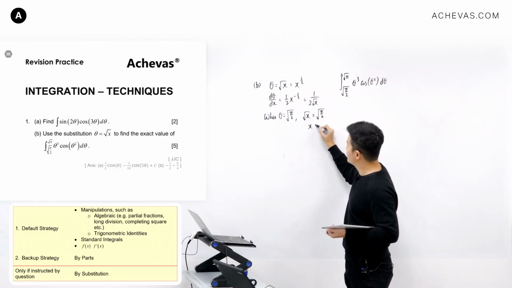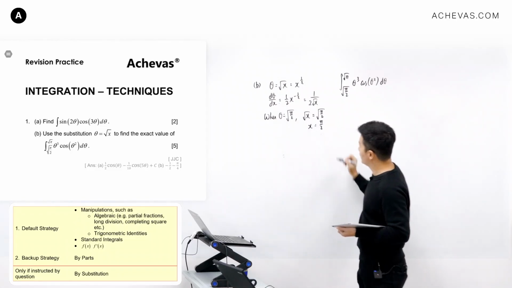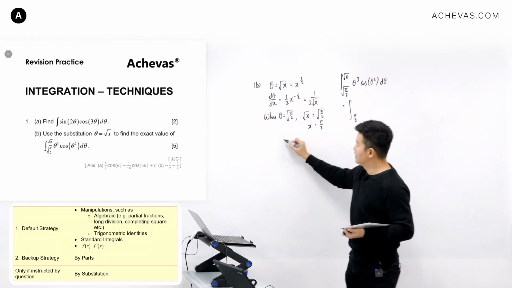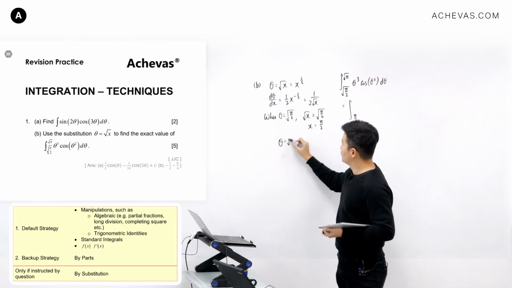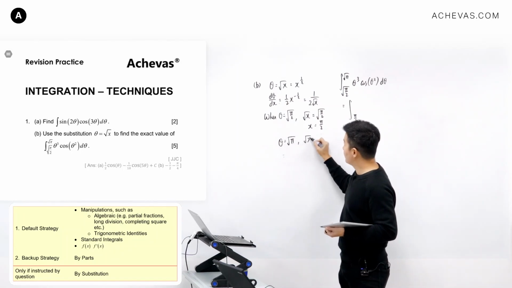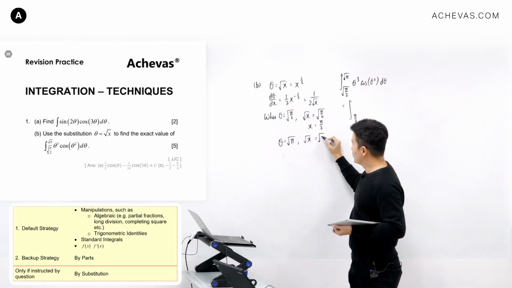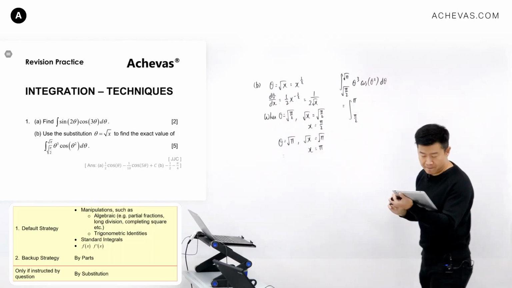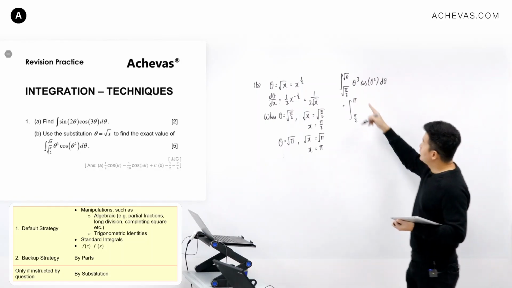X is theta squared, so this is going to be equal to pi over 2. So if I can rewrite this, this will become pi over 2. Similarly, when theta is equal to square root of pi, square root of x is equal to square root of pi. So x is equal to theta squared. This is equal to pi. So here we have a pi. And we are going to do all the replacement.